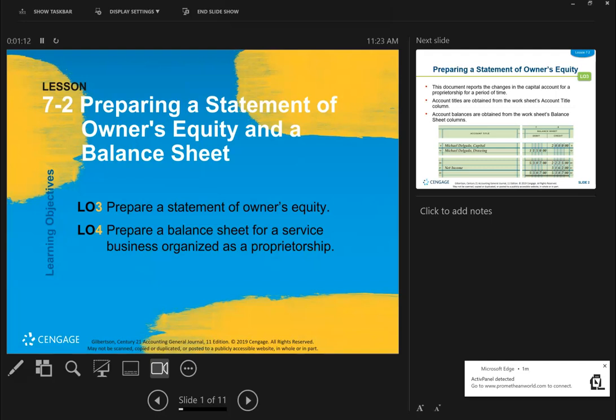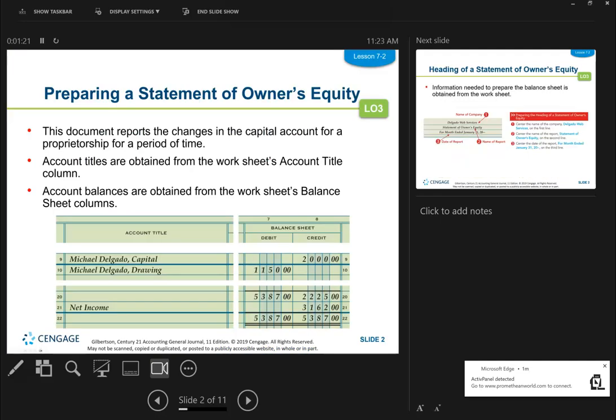And then the second report we're going to do is preparing a balance sheet. We'll talk about what that is. So 2 reports this time. First, a statement of owner's equity. This document reports the changes in the capital account for a proprietorship for a period of time. Remember that the capital and the drawing were 2 of the accounts in our ledger for the owner, right?